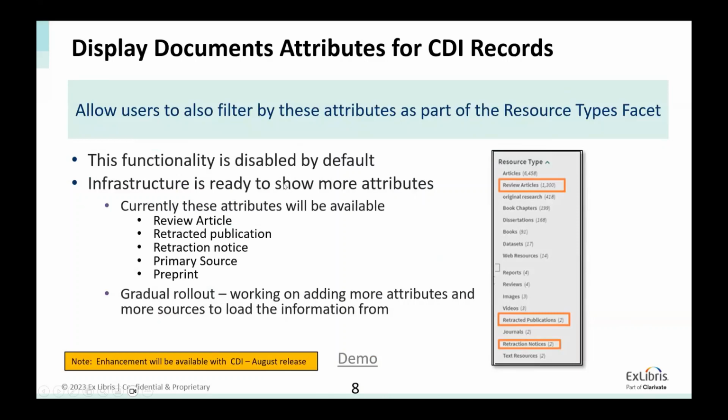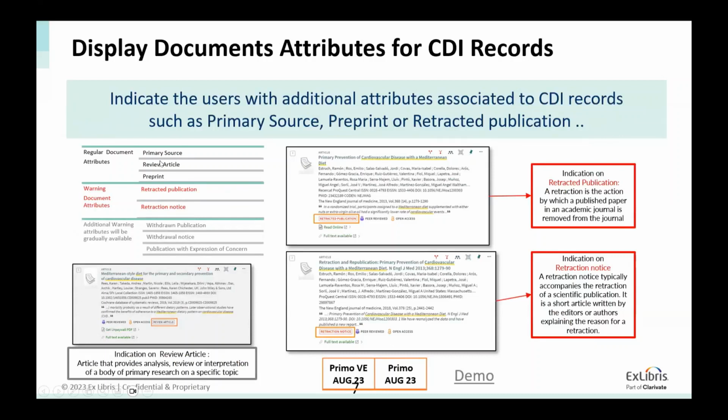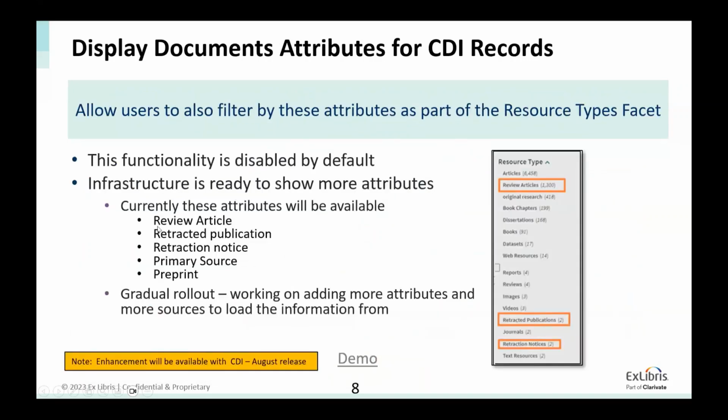I mentioned here that we did prepare the infrastructure to support more document attributes, not only the ones that are marked. The ones that are grayed out here will be available in the future, but you may find the labels for them right now because we put in the placeholders, and we are working to support them gradually in the future. So those are the attributes that will be available here.